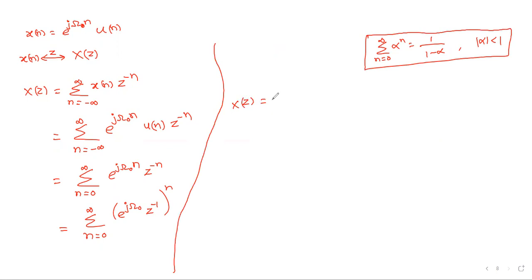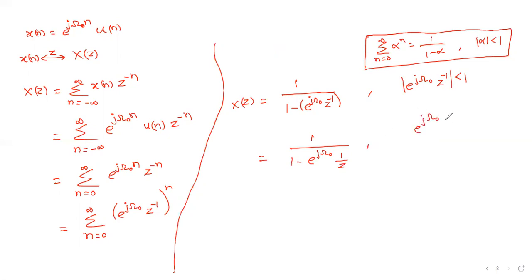Till now ROC is not required, but whenever you are using this formula, we need to write the ROC, you remember. X of z equal to 1 by 1 minus, what is the alpha? e power j omega naught into z power minus 1. What is that ROC? Modulus of e power j omega naught z power minus 1 should be less than 1. So now 1 by 1 minus e power j omega naught z power minus 1 is nothing but 1 by z. Here also, e power j omega naught into 1 by z, modulus less than 1.